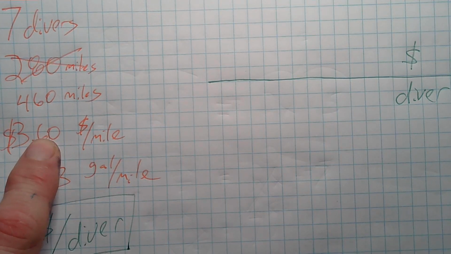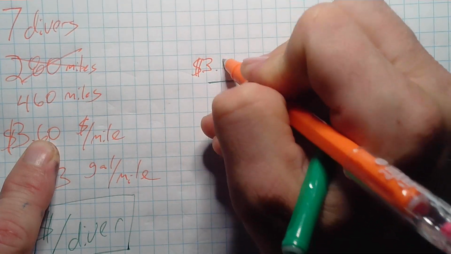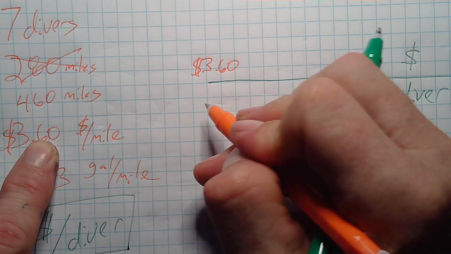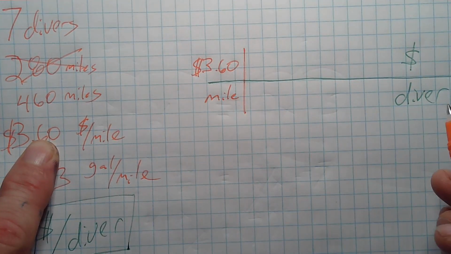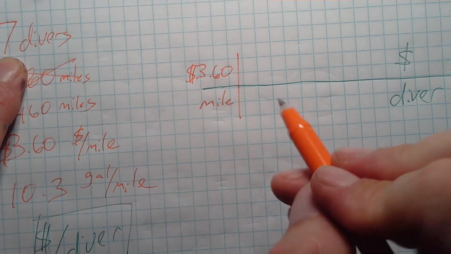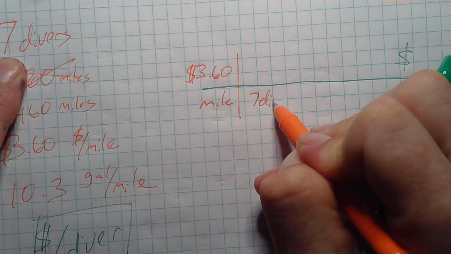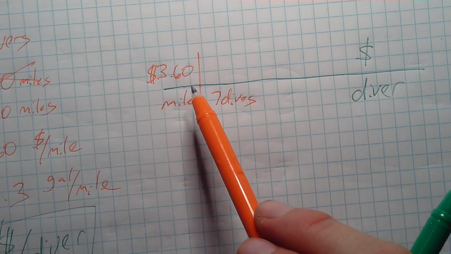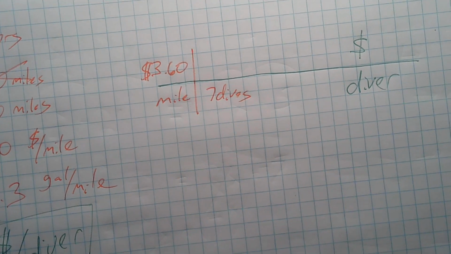So this has to be used with $3.60 on top, in my numerator, and mile on the bottom. Okay, and I know that divers has to go on the bottom because that's where my unit ends up. So 7 divers. So this gives me the units of dollars per mile diver, right? So that's not dollars per diver. That's dollars per mile diver, which is not what I'm looking for.